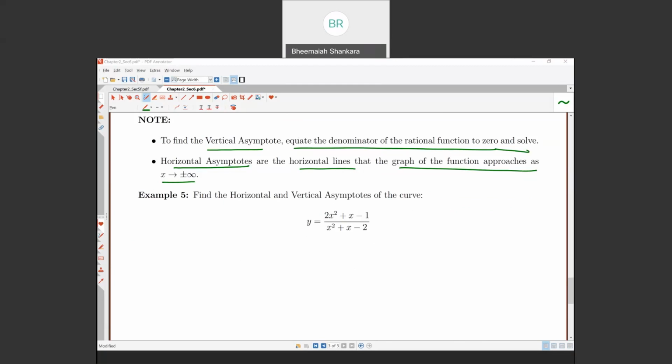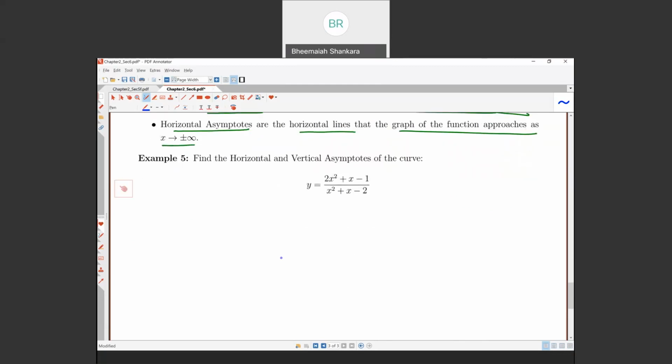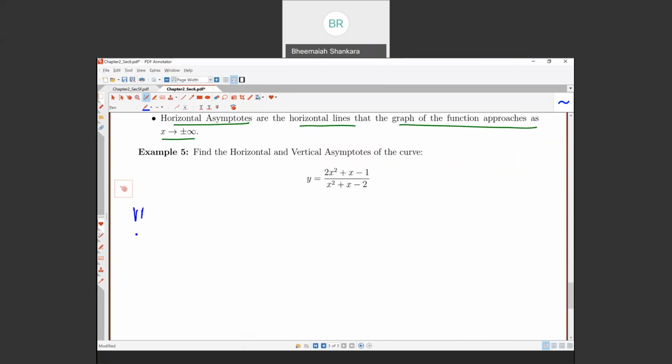So we are asked to calculate the horizontal asymptotes here as well as the vertical asymptotes. So let's do the vertical asymptote calculation. We start with the denominator. We're going to equate this to 0. So this is (x plus 2)(x minus 1) equal to 0. So we have x equal to negative 2 and 1 when we solve. So we say that the vertical asymptotes are x equal to negative 2 and x equal to 1.